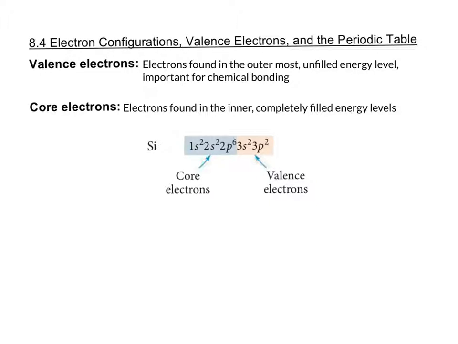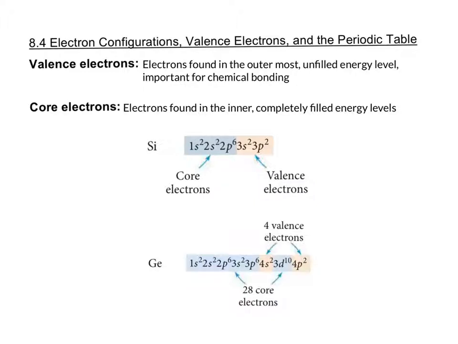Okay, as we move down further and our order for filling changes, let's take a look at germanium. So here we have 1 and 2 completely full. 3 is full because you can see we have 10 in the 3d. But the 4th level is not. So here, even though it's slightly out of order, just the 4s and the 4p electrons are considered valence electrons. So in this case, we have 4 valence electrons for this atom, and the other 28 are considered core electrons because they're in those shells that are completely full.